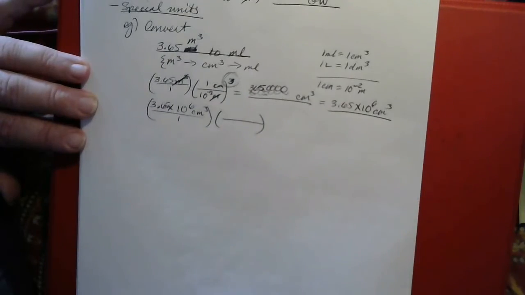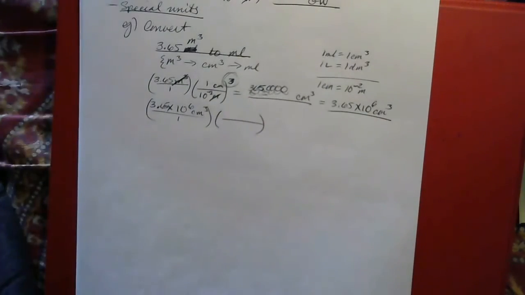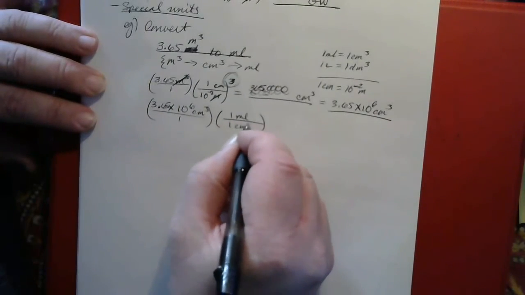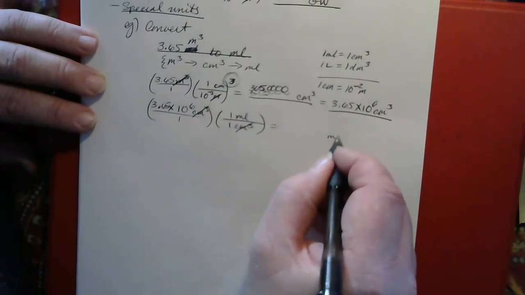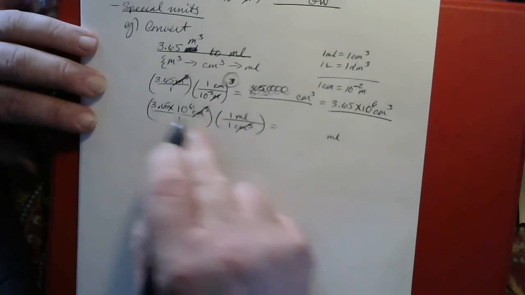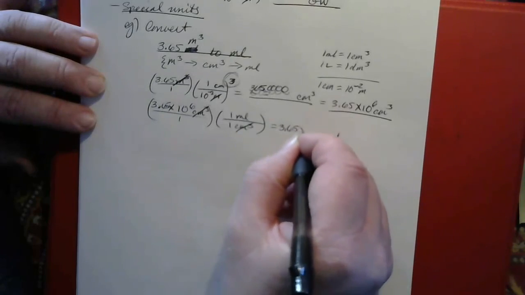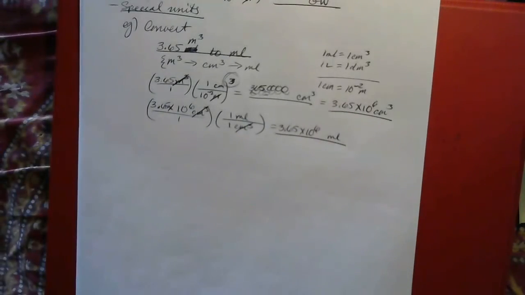and multiply it by the relationship between cubic centimeters and milliliters, which is 1 to 1. There's 1 milliliter for every 1 cubic centimeter. Cubic centimeters will cancel. You get milliliters as the unit for the answer, and the number stays the same because it's 1 over 1. So 3.65 times 10 to the 6th milliliters.